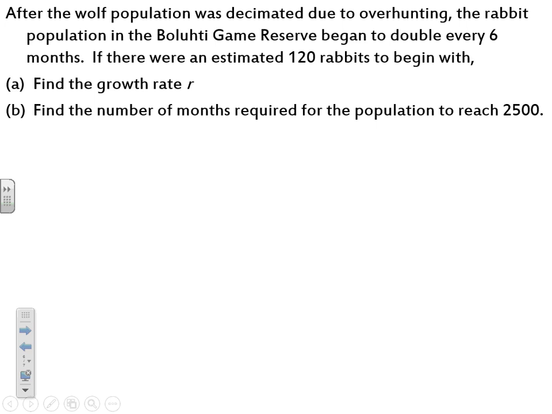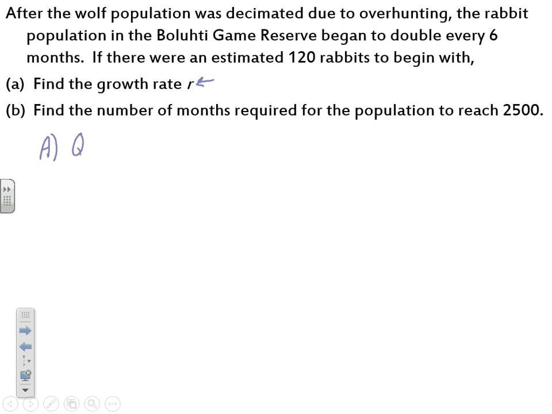Now, in order for me to be able to answer part B, I have to be able to figure out part A first. I have to know what is the rate that they're growing at over the course of time, okay? So yeah, it's nice to say that they're doubling, okay, but we have to have a percentage of it. What is that actually going to be for our functions?